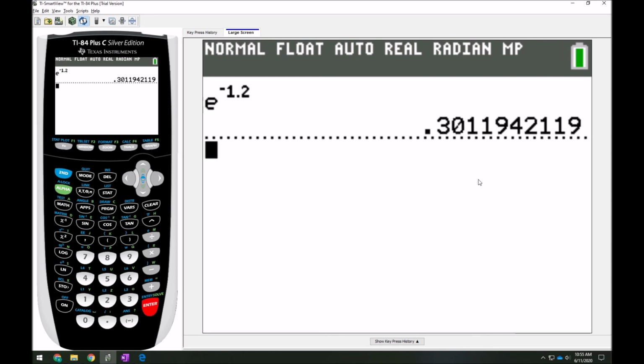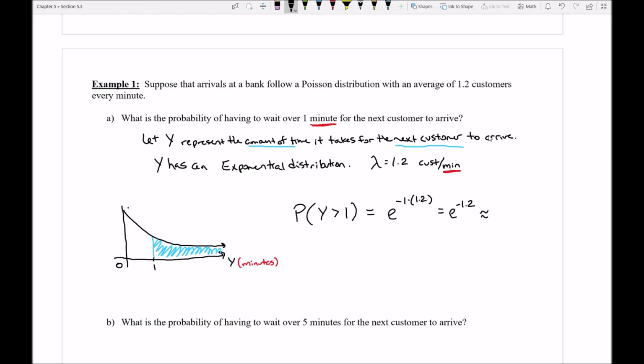Now if I hit enter, I get a value back, 0.3012. So I'm going to write that down, 0.3012. And that's my probability. The chances that I have to wait over a minute is 0.3012.